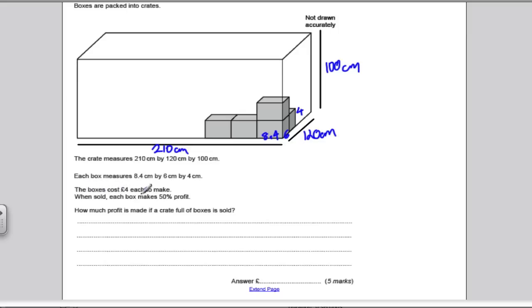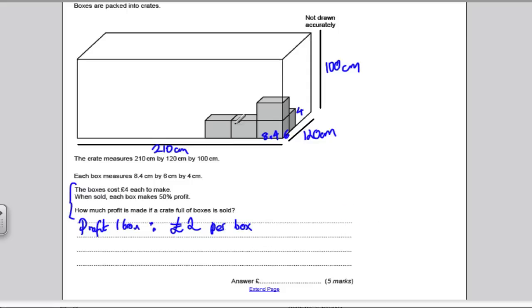Each box costs £4 to make. When it's sold, it's a profit of 50%. How much profit is made? Let's just do something easy and work out the profit on one box. Well, if it costs £4 to make and you make 50% profit, 50% of £4 is £2. So you make £2 profit per box. Okay, so that's an easy mark there out of your 5.